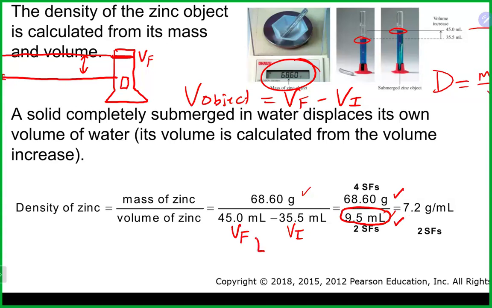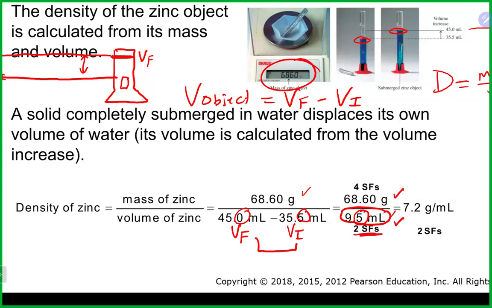Here we are subtracting, right? Which means we are looking at decimal places. They each have one decimal place, which means our answer when we subtract should have one decimal place, but it still has two significant figures at 9.5.